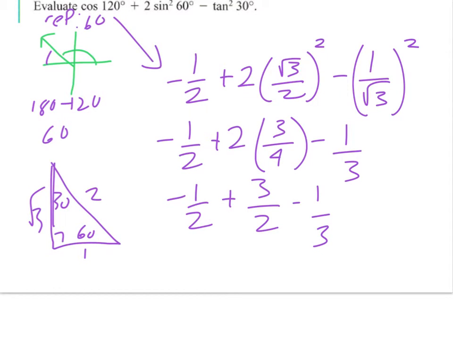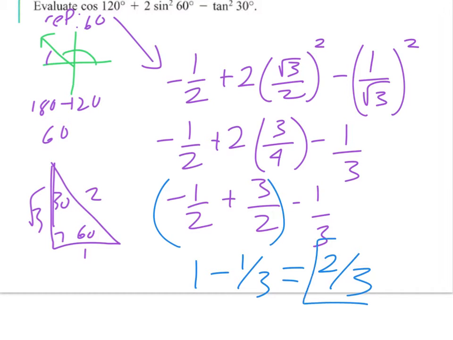At this point, it's really just some fraction action to figure this out. I would probably take the 1/2 away from the 3/2, that would give me 2/2. So doing this part first, which of course is 1, and then I have 1 minus 1/3. Well, 1 being 3/3, 1 minus 1/3 would equal 2/3. So the value of our expression here really just ends up being 2/3.